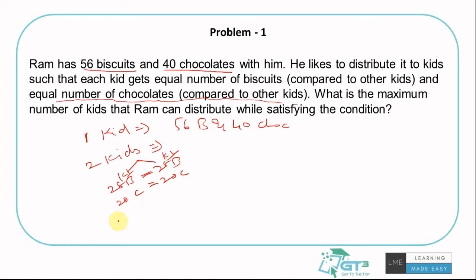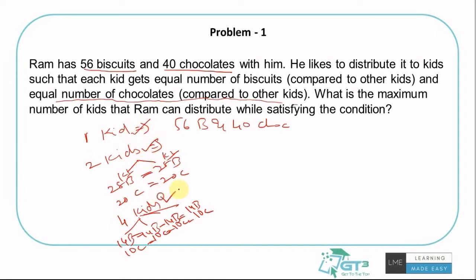Let's try to take 4 kids, right? 14 biscuits and 10 chocolates each, for all four kids. So same, right? Each kid is getting the same number of biscuits and each kid is also getting the same number of chocolates. So this is looking like a correct answer.